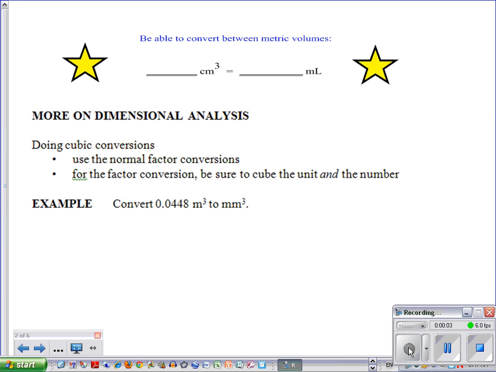And what we're going to look at now is how to do a little bit of specialized things in dimensional analysis. There's a couple things that we haven't addressed yet.